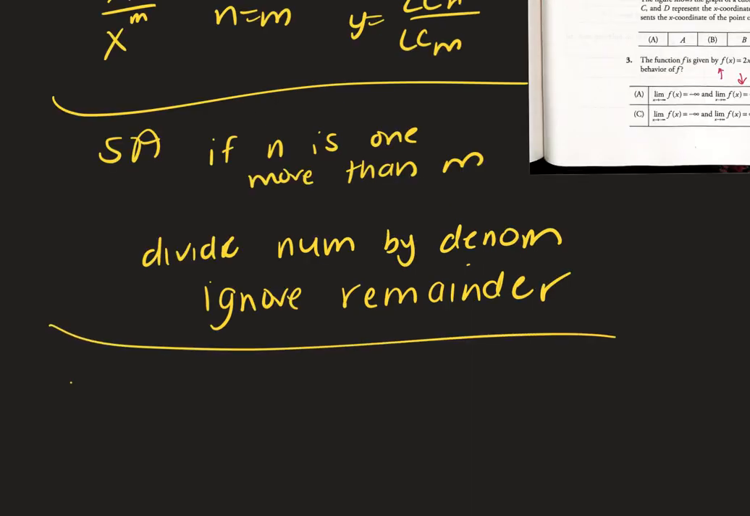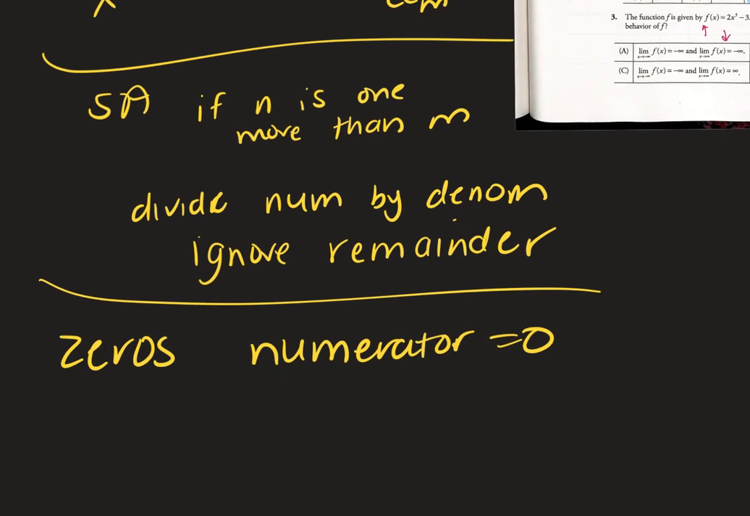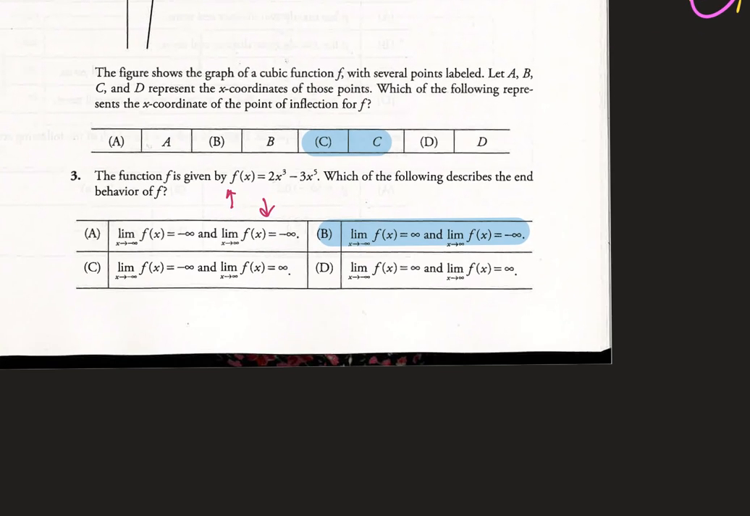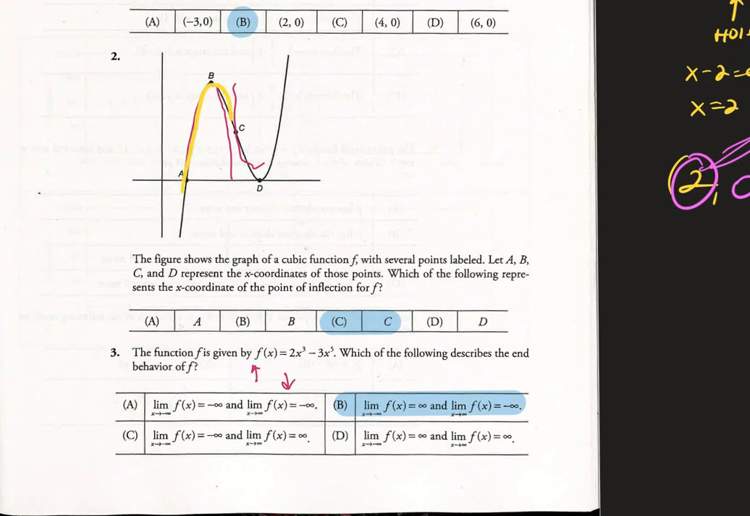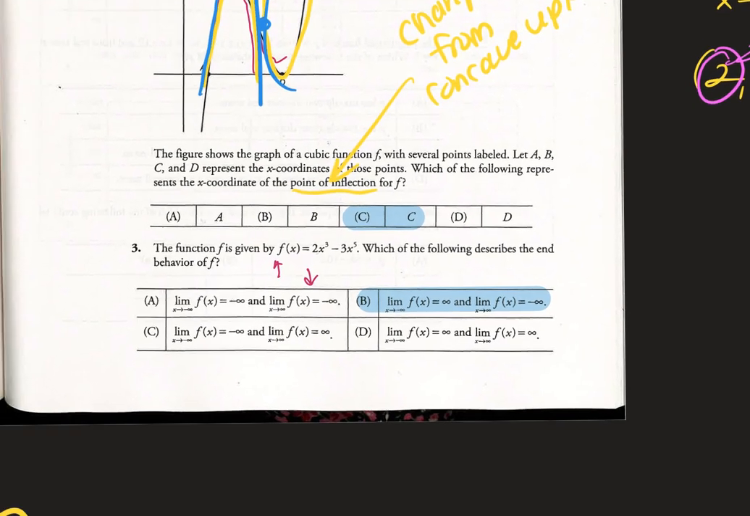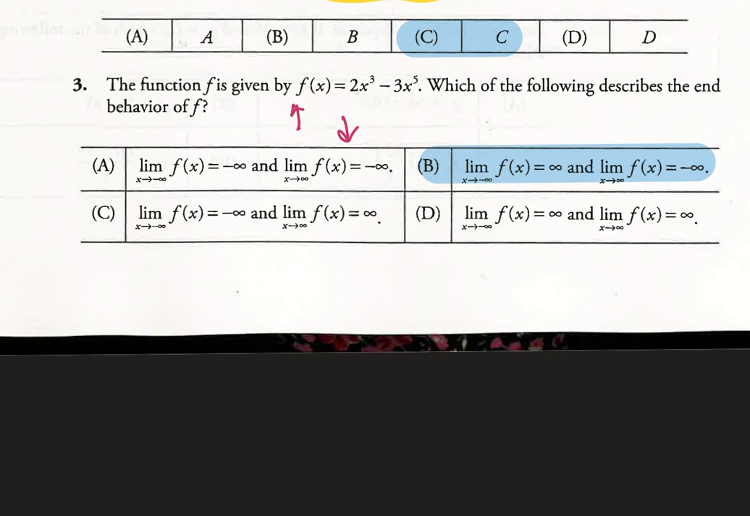How do you find the zeros of a function? Good. Numerator equal to 0. All right, for 3, well, first of all, the concave up and concave down determines the point of inflection. It changes from concave up to down or vice versa. So if you look at your graph, the U and the N is what you're looking for, and it changes at point C.